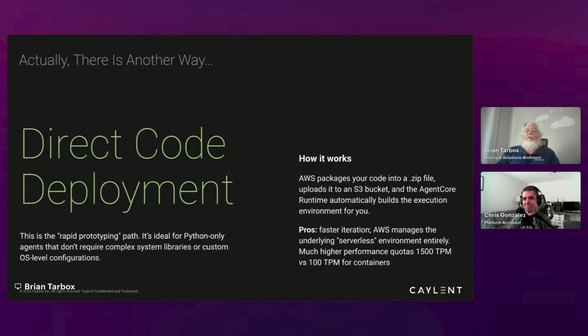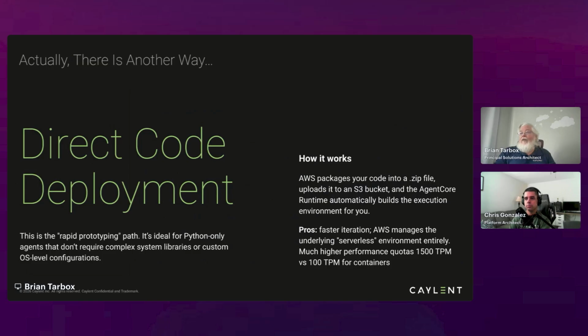But there's also another way. You can do what's called direct code deployment, in that you can have AWS put your code into a zip file. It uploads it to S3, and then AgentCore does all the work for you. And this lets you go a lot faster.